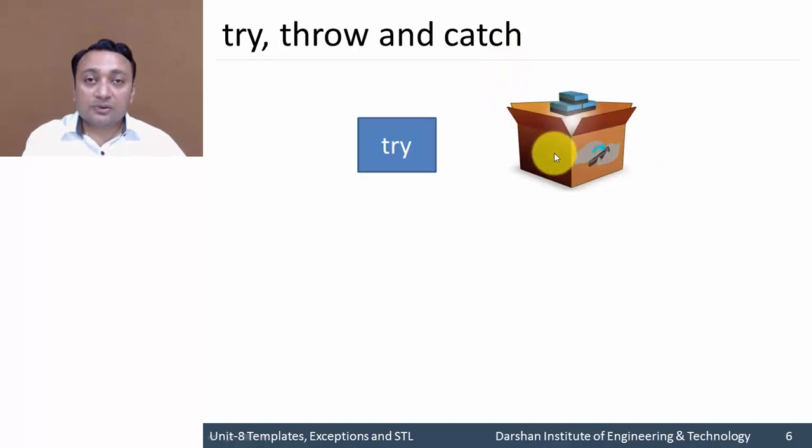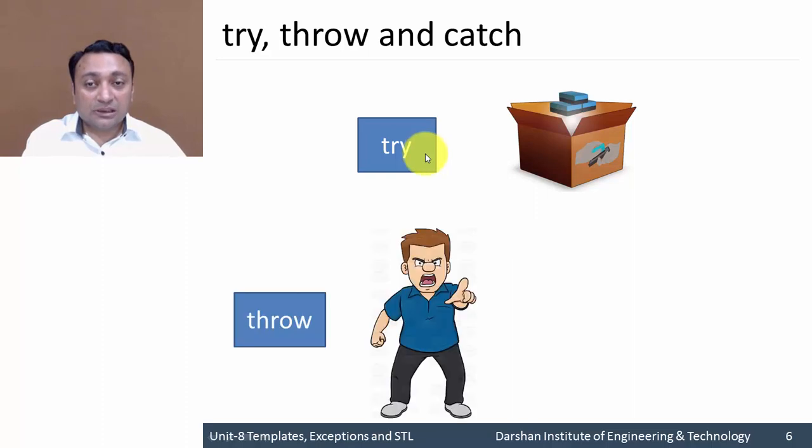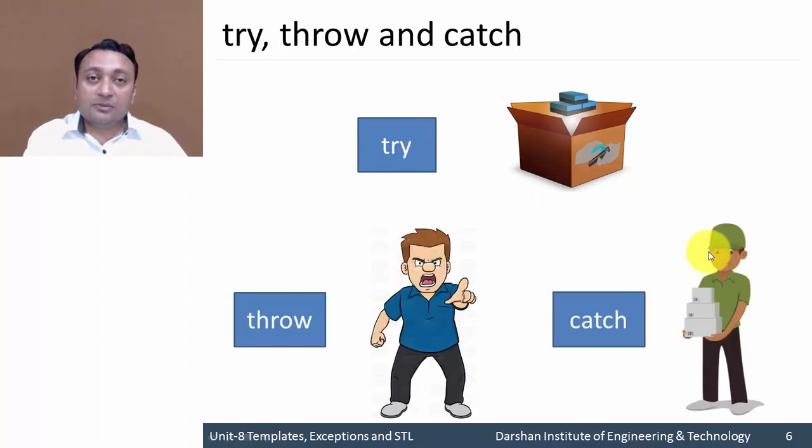Suppose you have ordered a product online and you are trying that product. If it is not proper, then you are supposed to throw that product back to the seller, and the delivery boy from the seller will get the faulty product that is thrown by you. So this is a very informal example of try, throw and catch. So let us see how to use it in C++.